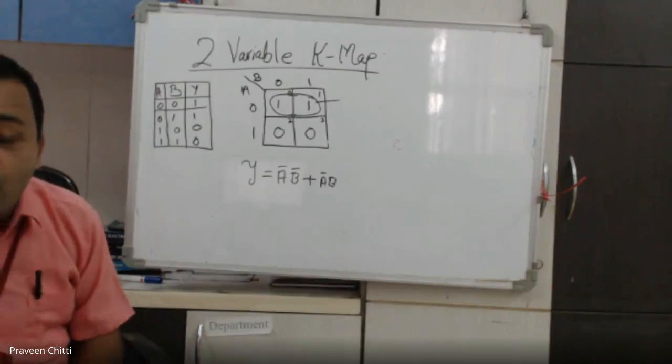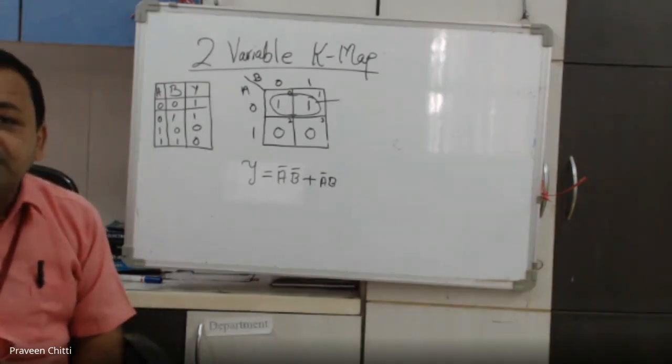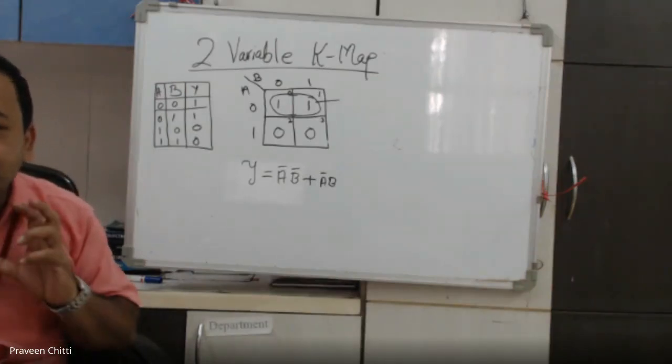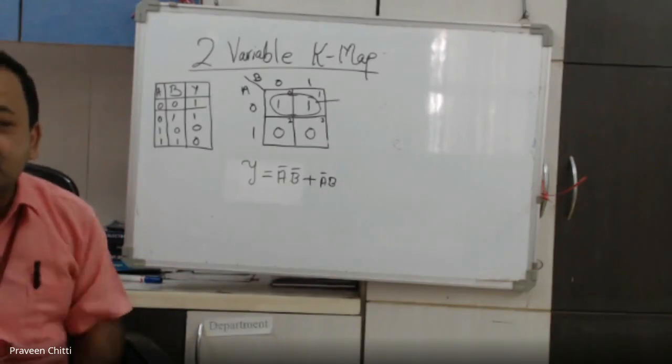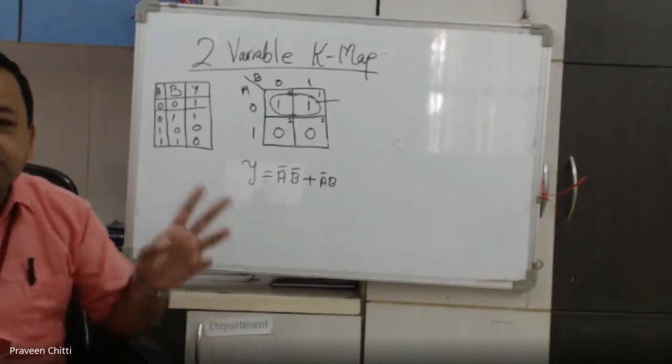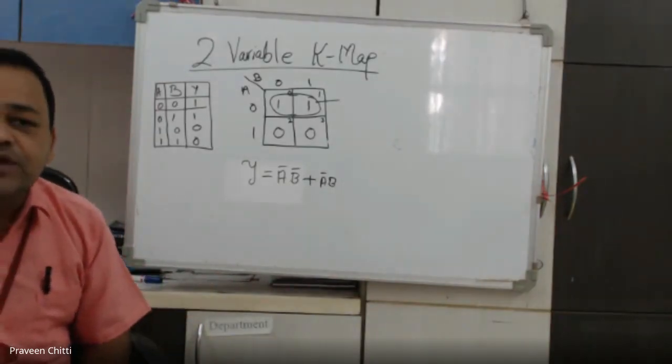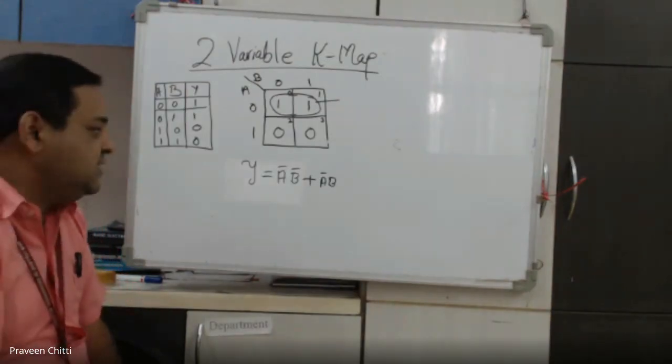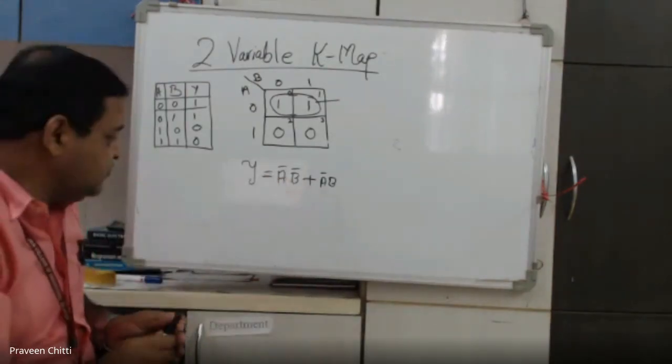Similarly, when you form a quad, you can eliminate 2 variables. When you form an octet, you can eliminate 3 variables. And if you form a group of all 16, you can eliminate 4 variables. Right? So this is the normal expression that we get.